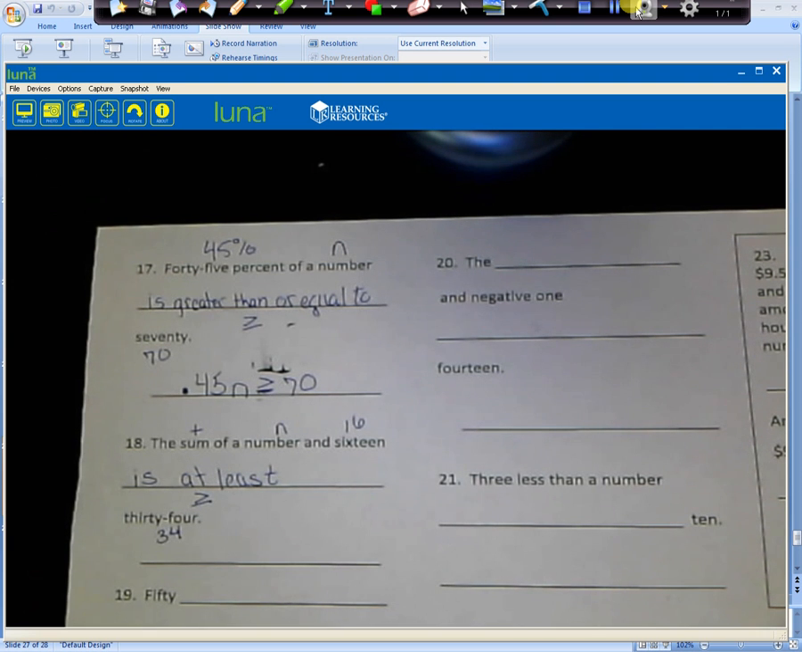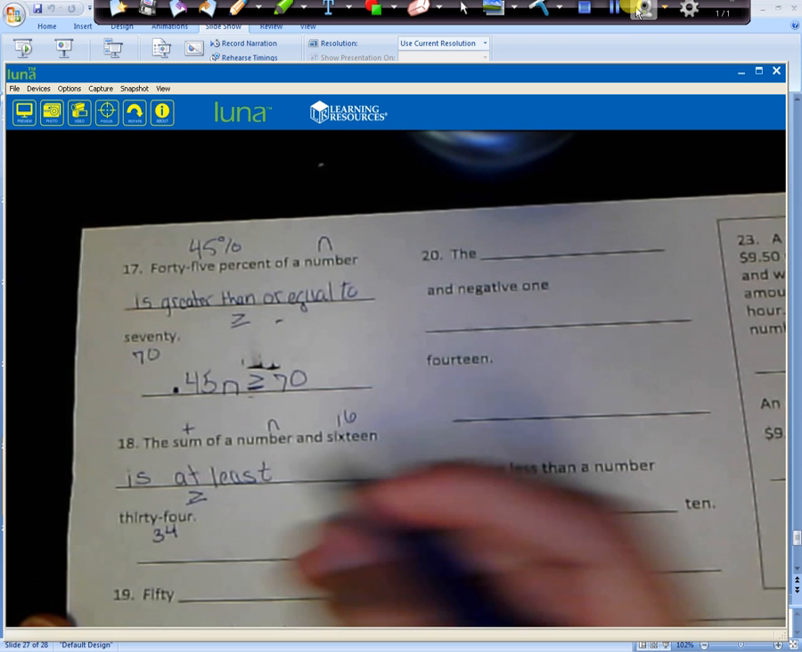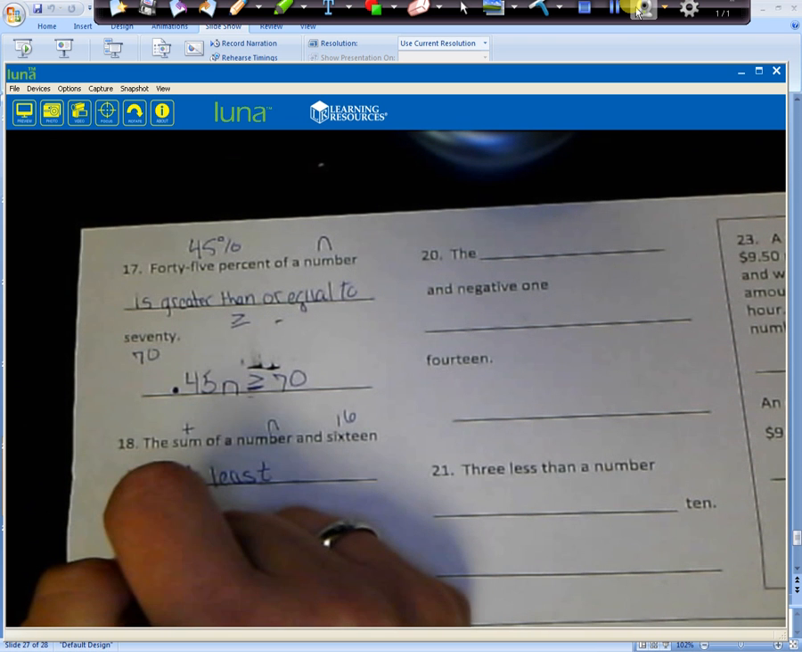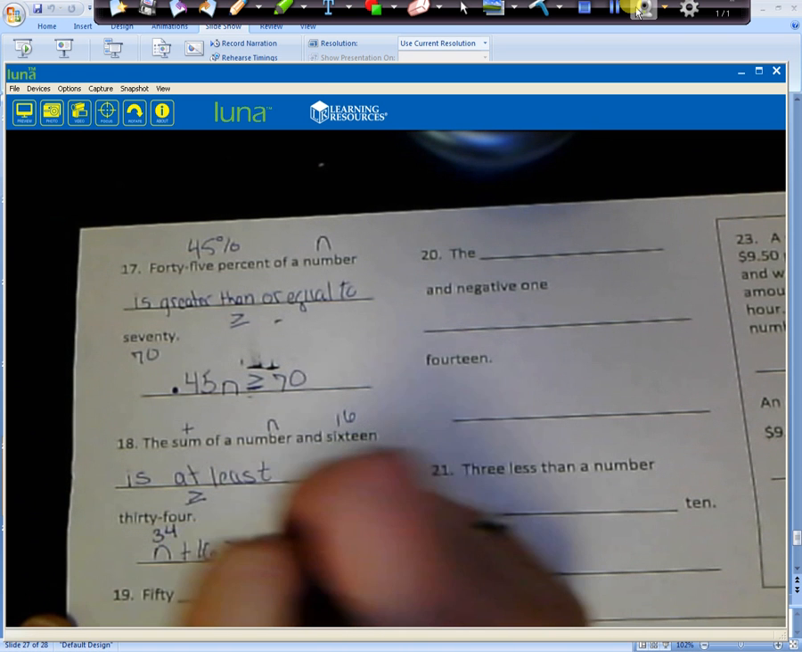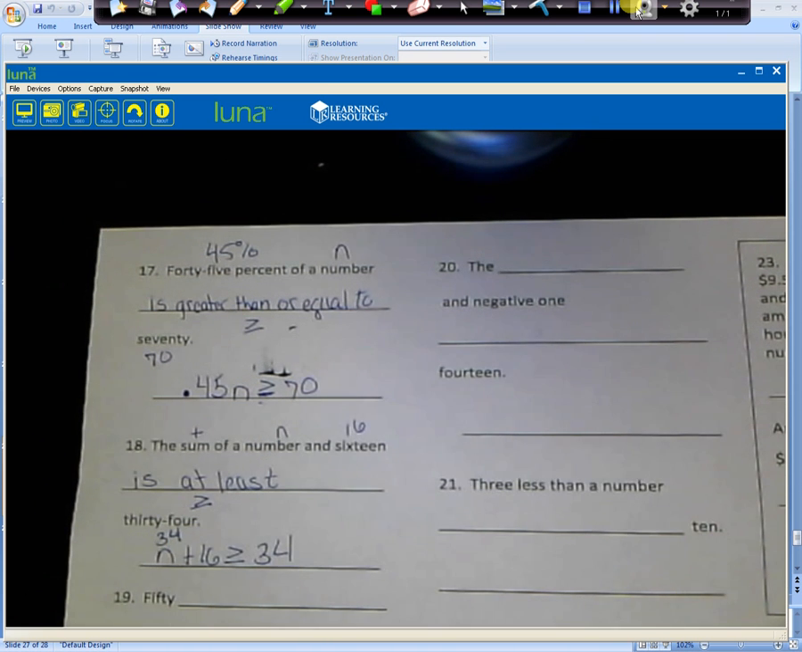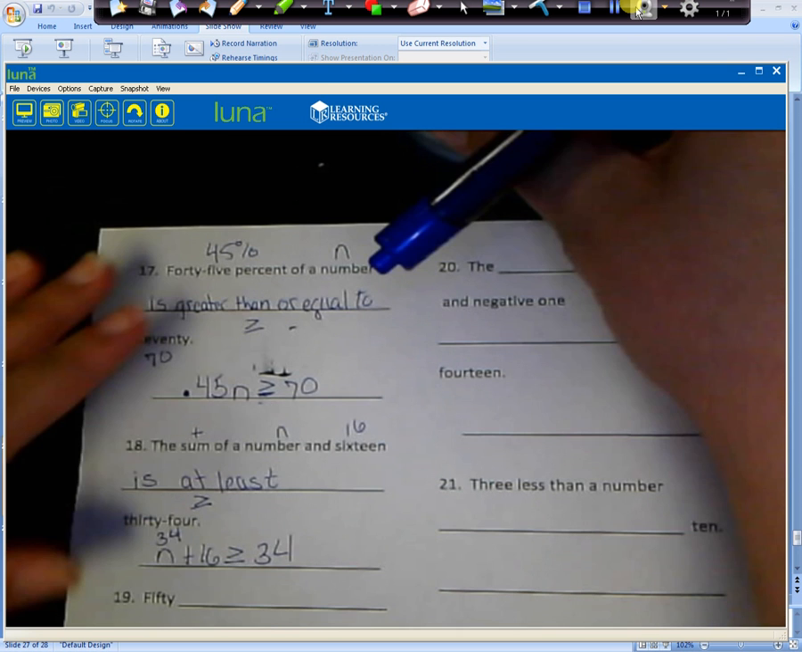So when I put this in, it's going to be n plus 16 is greater than or equal to 34. Take a minute, make sure you have that. We're about to move on to number 19.